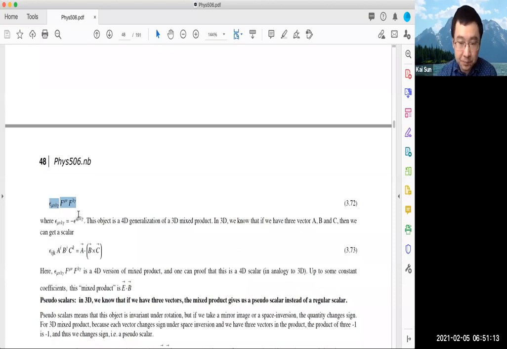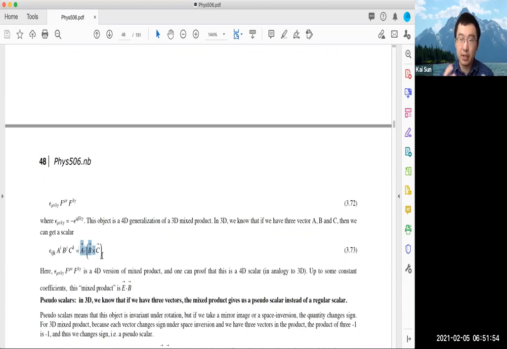one more important conclusion. That is, this scalar we get here is not a regular scalar. It's a so-called pseudoscalar. So in 3D, we know that if we have 3 regular vectors, not pseudovectors, and we do a mixed product, indeed we get a scalar, but that scalar is a 3D pseudoscalar. A 3D pseudoscalar means under space inversion, it changes sign. A regular 3D scalar does not change sign under space inversion, but the pseudoscalar changes sign.